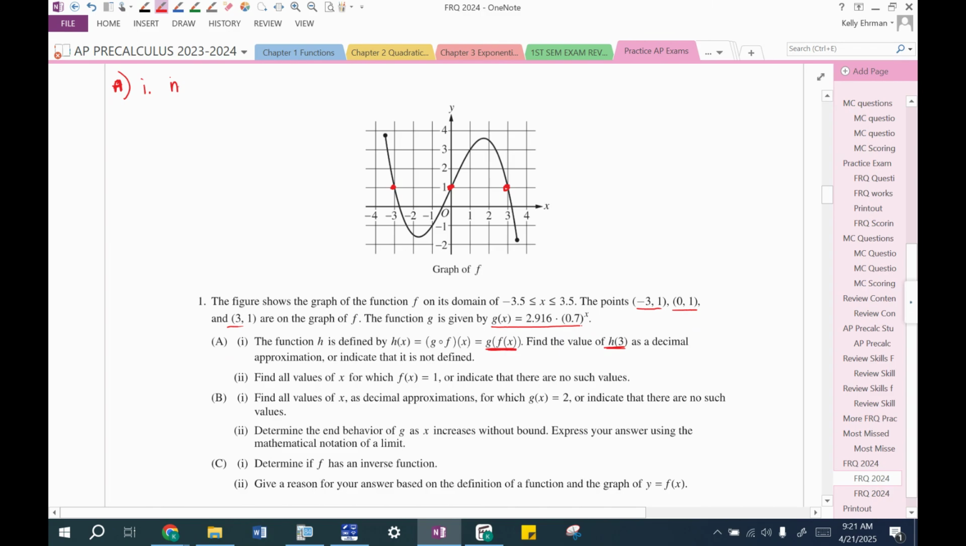So first, write out what h of 3 is. So it's g of f of 3. Remember, with composition, you always find the value on the inside first. So f of 3 is equal to 1. g of 1 is 2.916 times 0.7 to the first power.